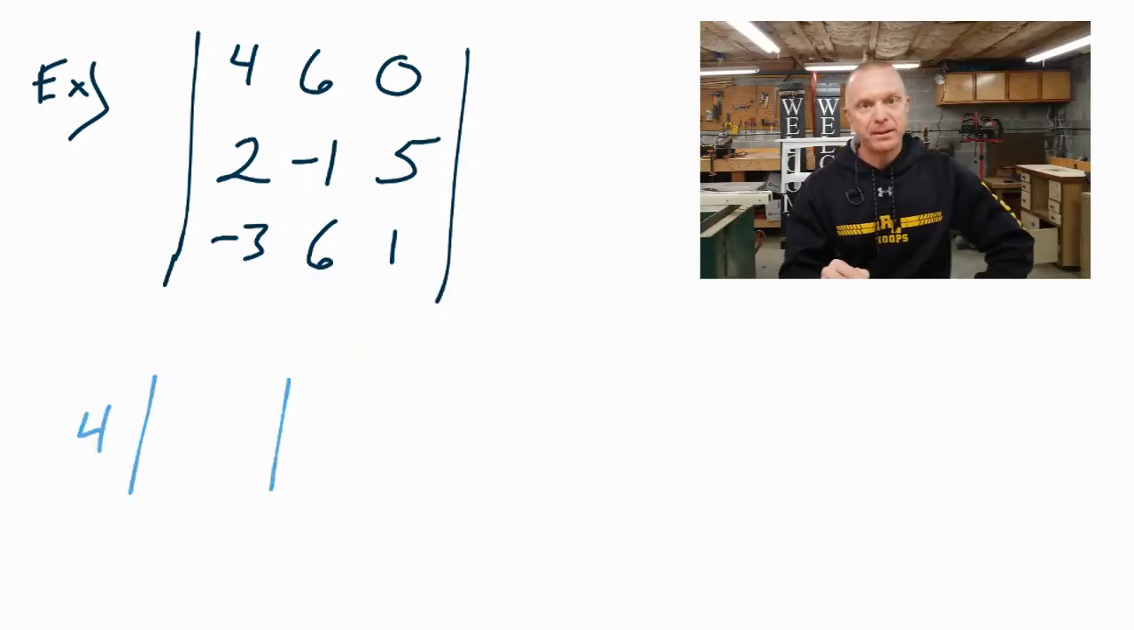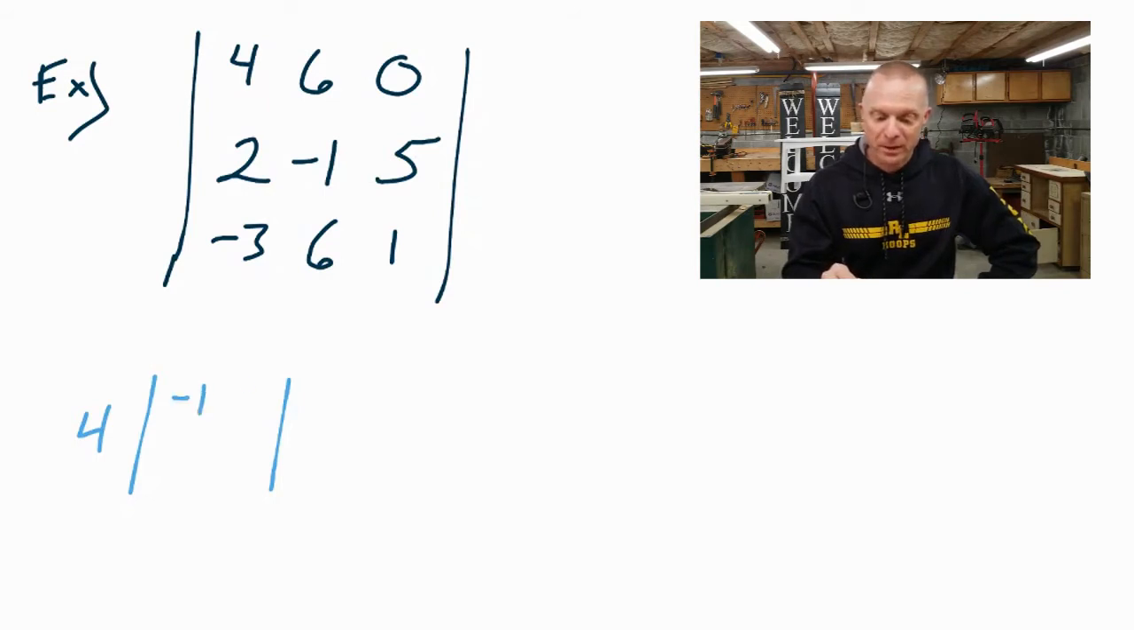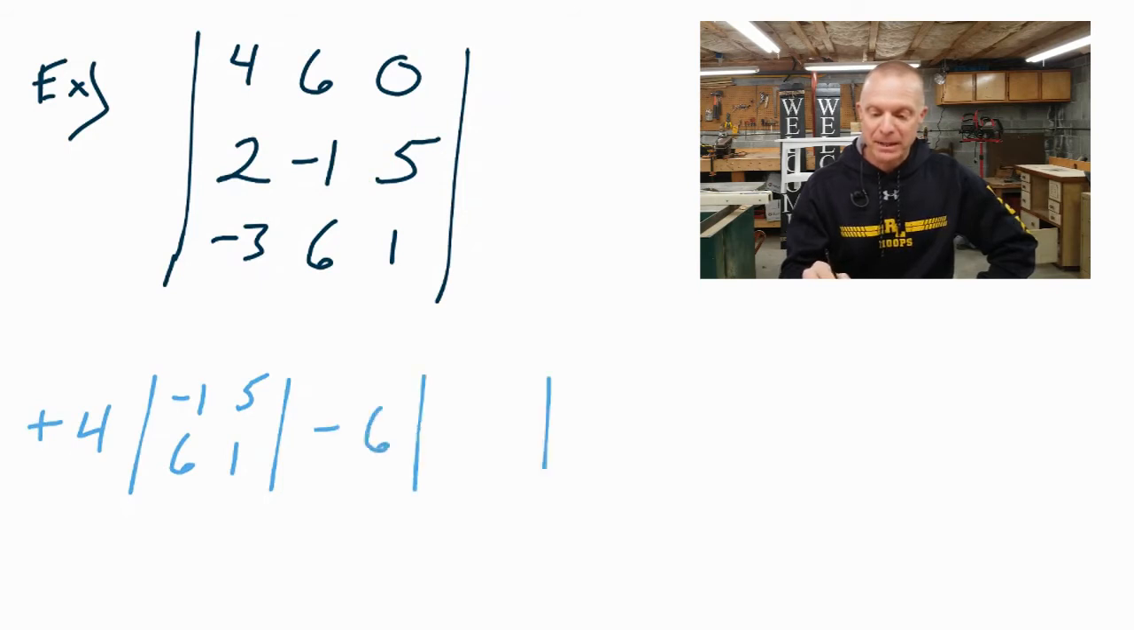All right, as we expand with the first row, we end up with a coefficient of 4 and a minor matrix of -1, 5, 6, and 1. I'm going to go ahead and put a plus sign there right now. And in a similar manner, I'm going to go ahead and put this minus sign here. Minor matrix of 2, 5, negative 3, and 1. And then the last coefficient is 0.